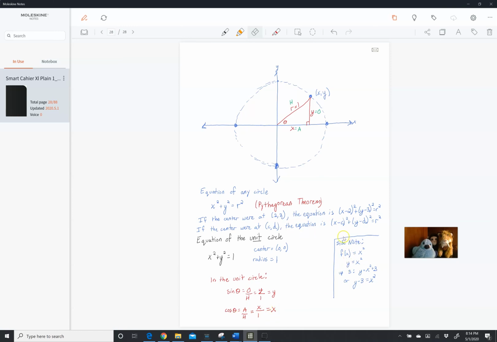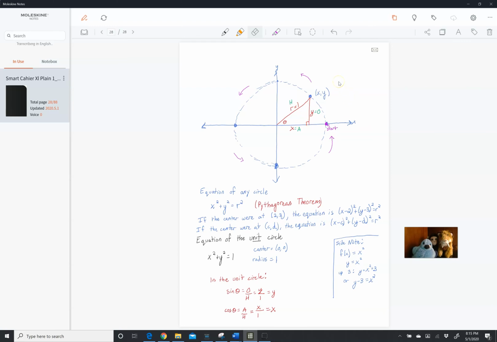Okay, when we travel around a circle, we travel counterclockwise. Okay, the opposite of a clock. So we travel around the circle like this. Counterclockwise. We start here. Okay, we start at this point right here. That's our starting point.